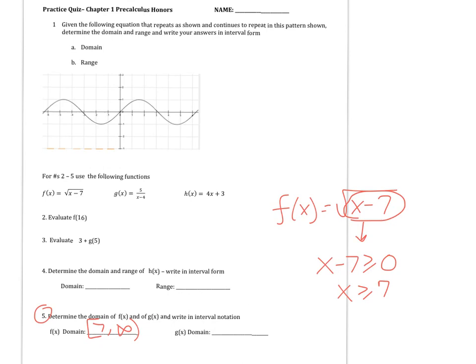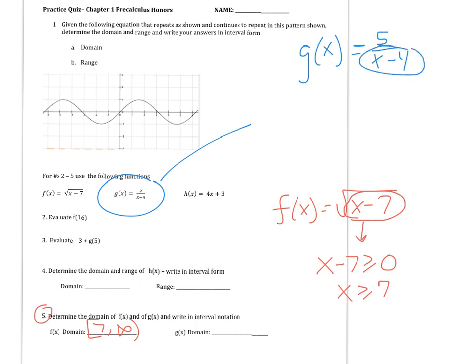For g of x, we're trying to find the domain of that. If we have g of x is equal to 5 over x minus 4, well, this is a rational function, a rational expression. That means that the bottom of that cannot be 0. So x minus 4 cannot equal 0. When the denominator is 0, that value of x is out of the domain. So x cannot equal 4. We take the denominator of the fraction and we set it equal to 0, and that's how we figure out our domain.